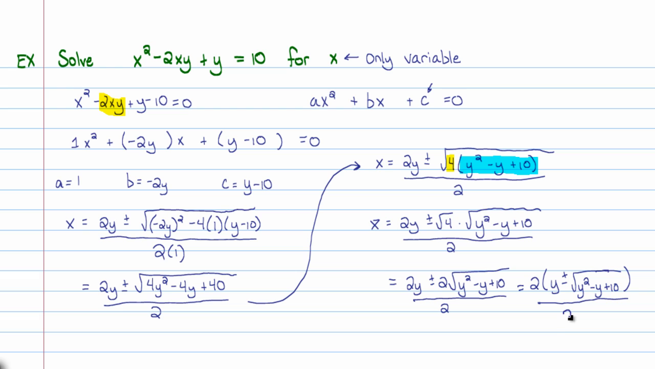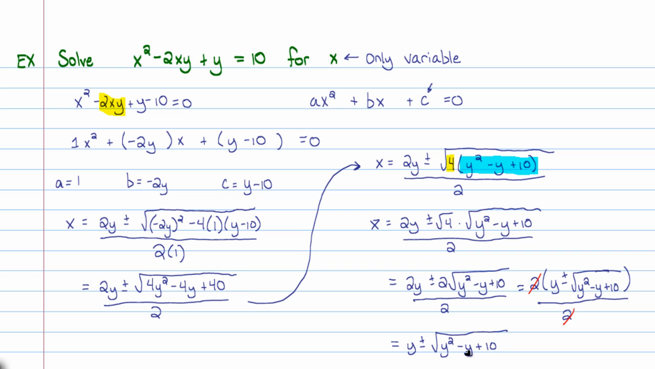And this is all being divided by 2. And now you can see it. It's 2 times some number divided by 2. That 2 over 2 will cancel nicely. They're common factors. And so we get this final answer: y plus or minus the square root of y squared minus y plus 10.